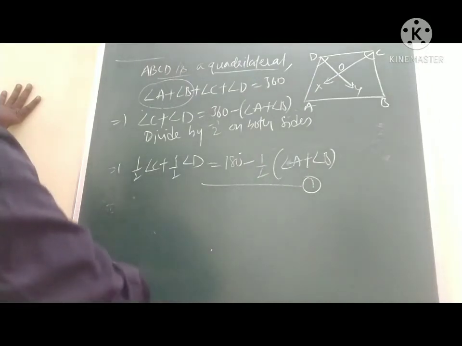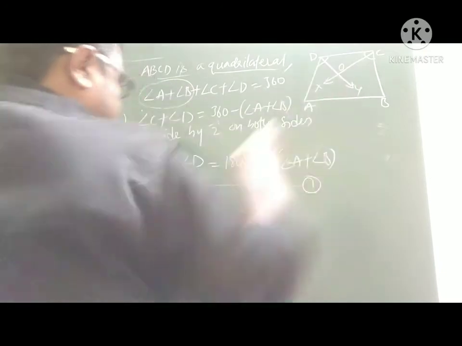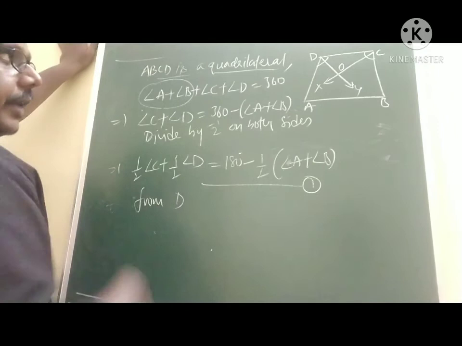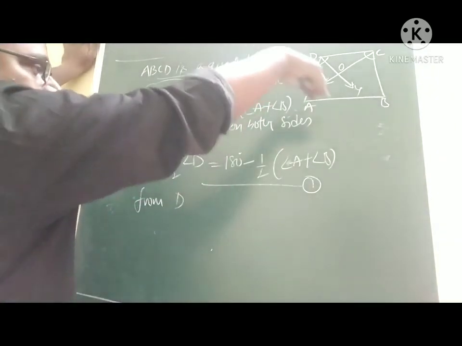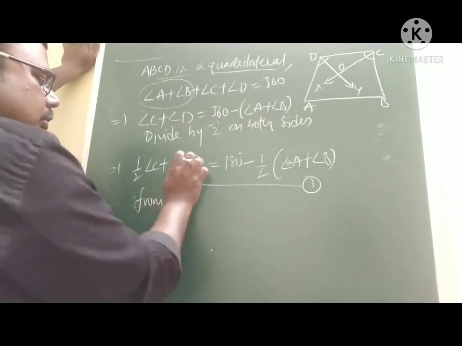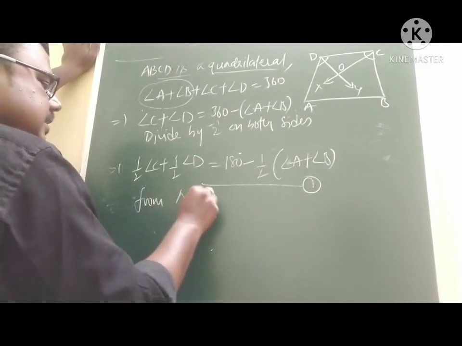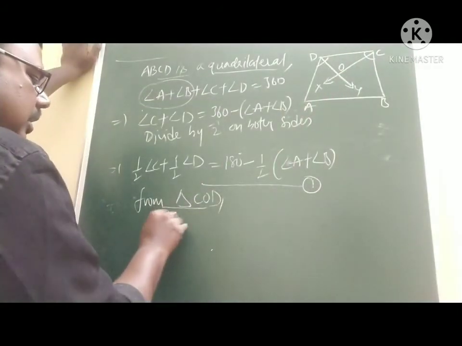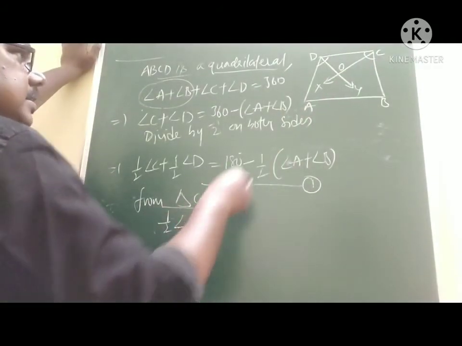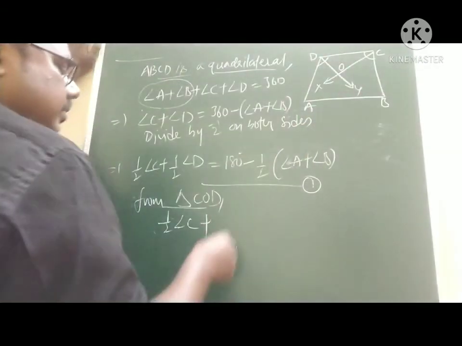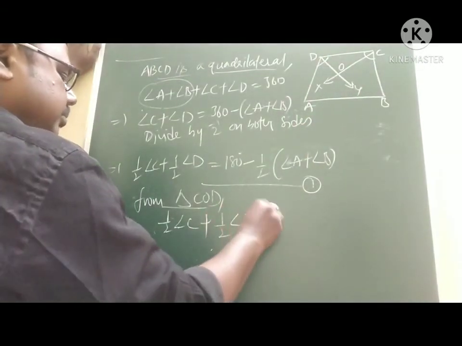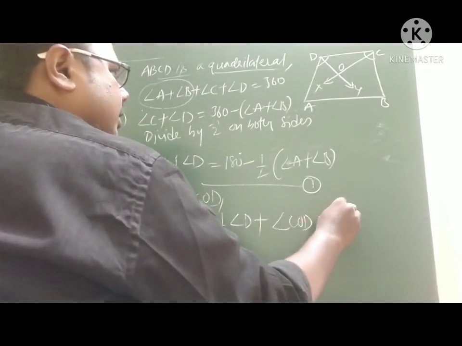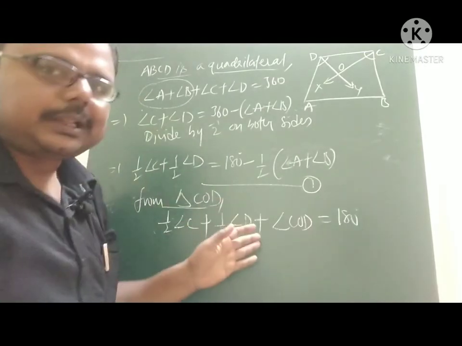Now let's move to the triangle DOC. From triangle DOC, there also I can see half of angle C and half of angle D, because we have DY and CX as the bisectors, no? So from triangle COD, CX is a bisector, so half of angle C, plus DY is a bisector of angle D, so half of angle D, plus angle COD is equal to 180 degrees. Angle sum property in the triangle, right?